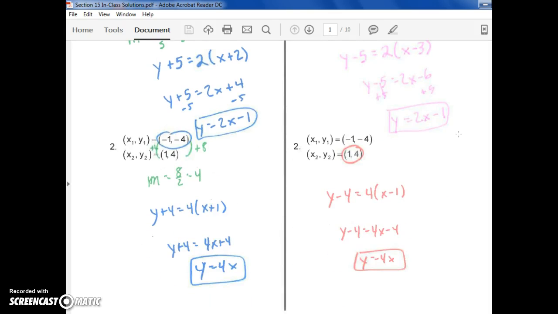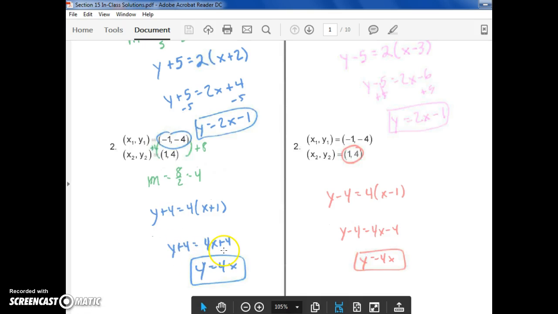That still happens in example number 2. We're going to use these points here: negative 1, negative 4, and 1, 4. Calculate the slope first, it becomes 4. And we'll use that slope for both sides. On the left-hand side, we're going to pick the point negative 1, negative 4. So we'll end up with this equation in point-slope form. Rearranging it, we distribute the 4 and then bring the 4 over subtracted. We get y equals 4x.